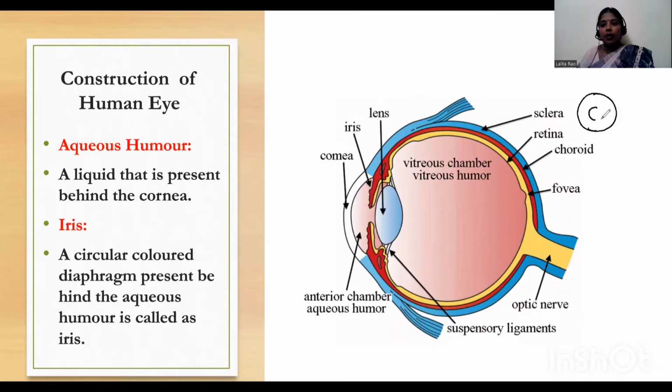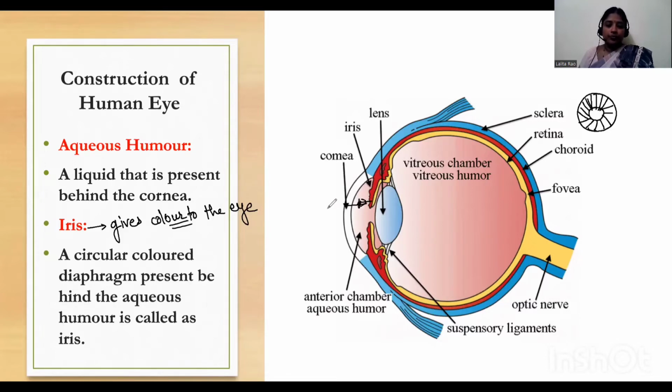If you observe your eyes, you might have seen some of us have black colored eyes, some of us have blue colored eyes, right? That circular diaphragm is responsible for giving color to the eye. This circular, colorful diaphragm is present behind the aqueous humor, that is just after the aqueous humor, and it is known as iris.